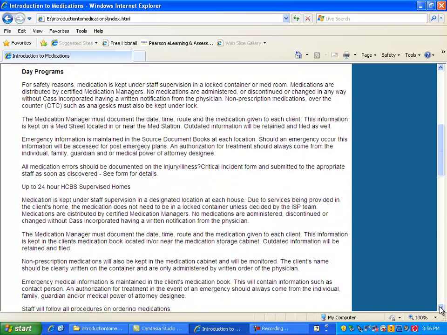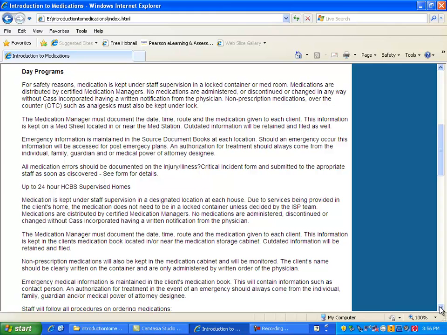For safety reasons, medication should always be kept under staff supervision in a locked container or a med room. Medications, again, can only be administered by medication managers. No medications are ever to be administered or discontinued or changed in any way without CAS Incorporated having written documentation from the physician. Non-prescription medications, or over-the-counter medications, also referred to as OTC medications, such as analgesics, must also be kept under lock.